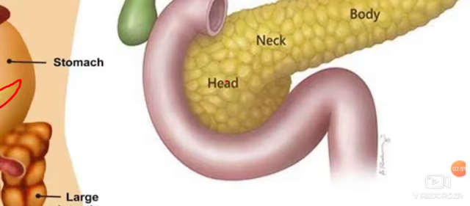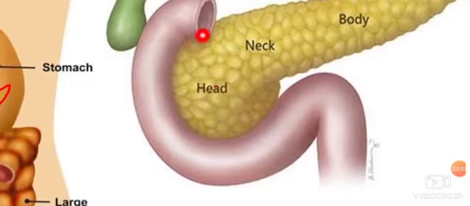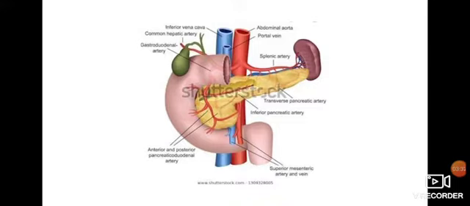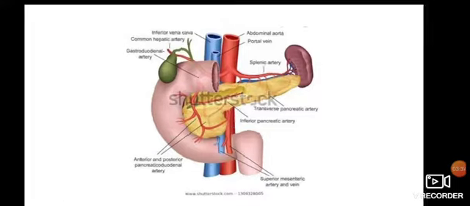While looking at the relations, it is very clear from this picture itself. The superior border is related with the first part of the duodenum. The lateral border is related with the second part of the duodenum. The inferior border is related with the third part of the duodenum. So these three areas are covered by different parts of the duodenum as well as an artery, the superior mesenteric artery.